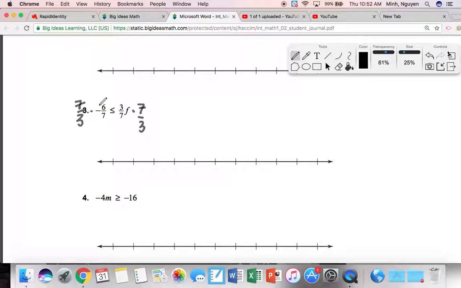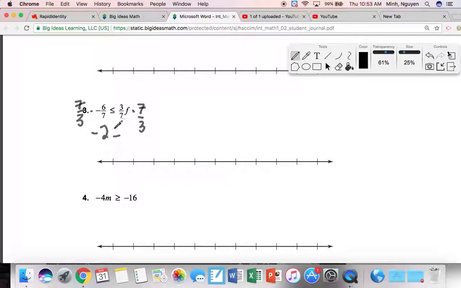7 times negative 6 is negative 42. 3 times 7 is 21. The way you multiply is just multiply across. You could also say 7 divided by 7 is 1. Whatever. There's a bunch of ways to solve this. Negative 42 divided by positive 21 is going to be negative 2.